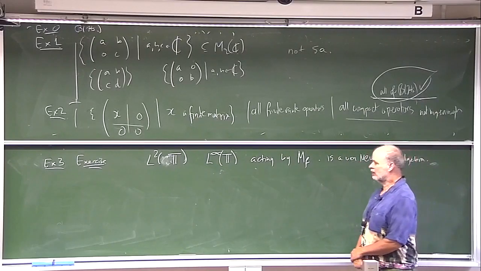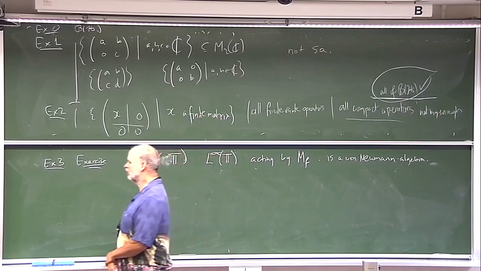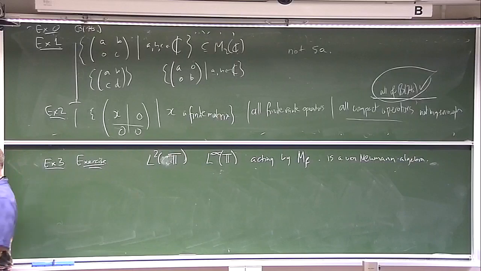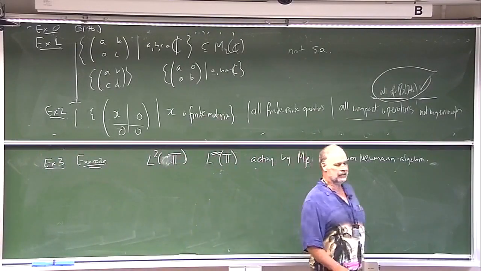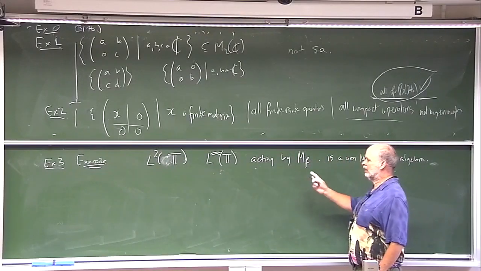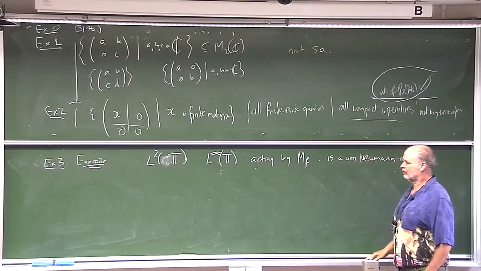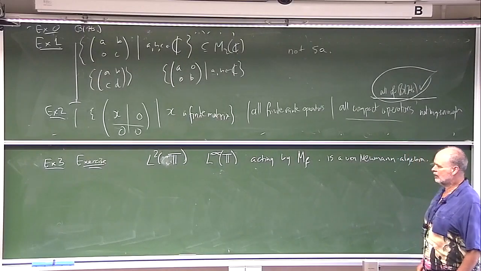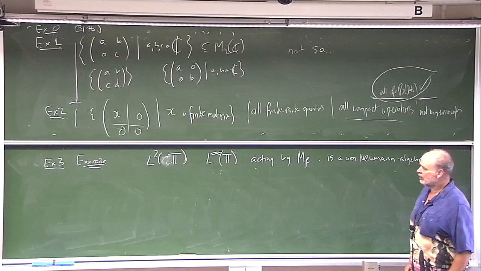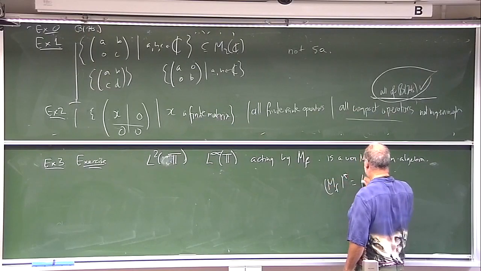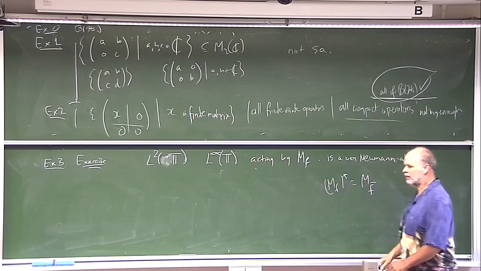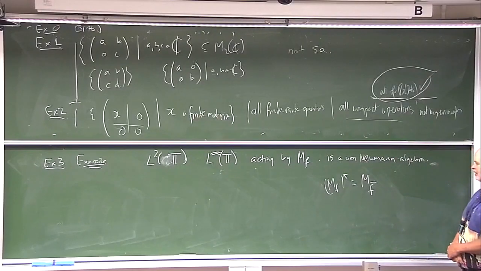Okay, so let's just check that it satisfies the axioms. First of all, it's an algebra. If you add and multiply functions, that will work. It contains the identity. The constant function equal to 1 is in L infinity, and it acts obviously by the identity. It's self-adjoint, because if you take M_f star, this is M_f bar. If that wasn't true, then the whole world would fall apart.